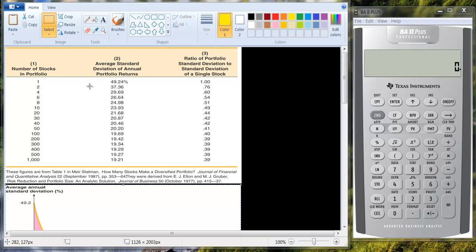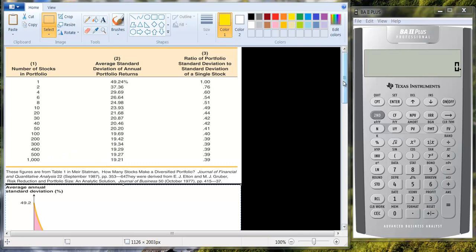You can see that when there's one stock in the portfolio, you have 49%, and if you have two stocks, it drops down to 37.36. Four stocks, 29.69, etc. What you notice is that once you get past 20 or 30 stocks, there's very little reduction in the standard deviation of the portfolio. Look at the case: if you have 100 stocks in your portfolio, you have a standard deviation of 19.69. If you have 10 times that amount, 1,000, you get down only to 19.21%.